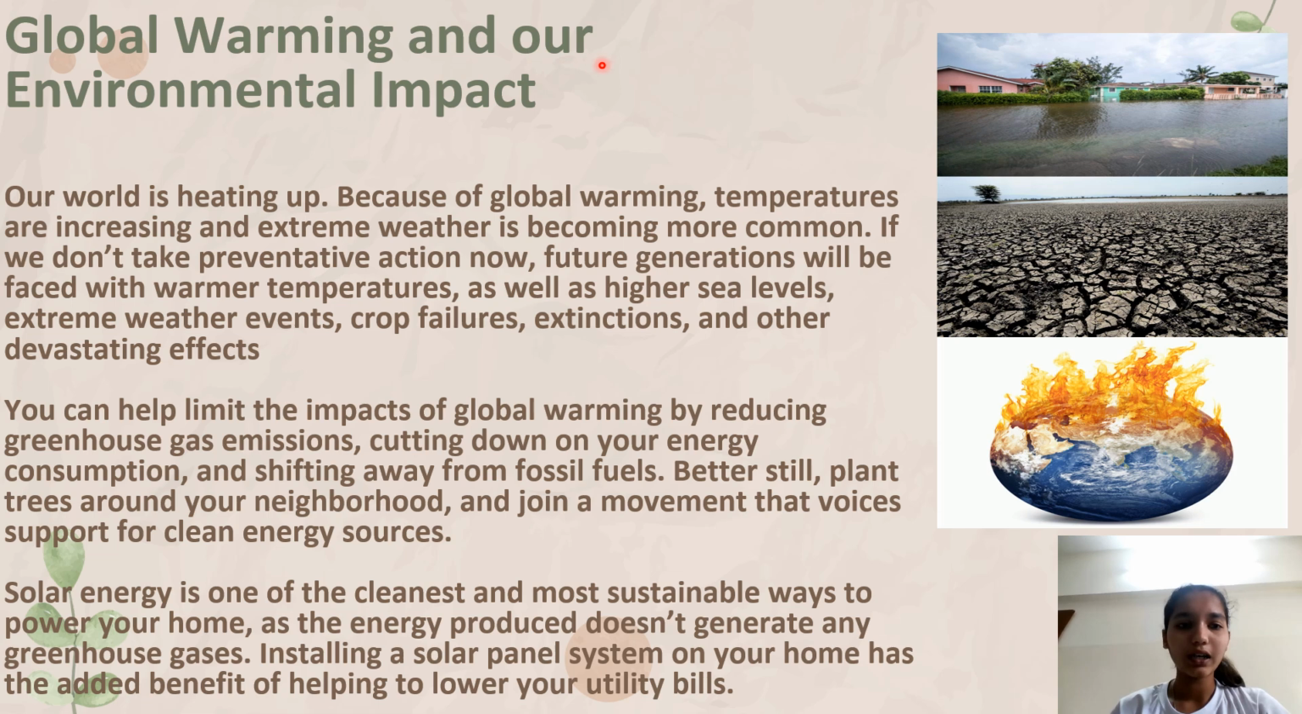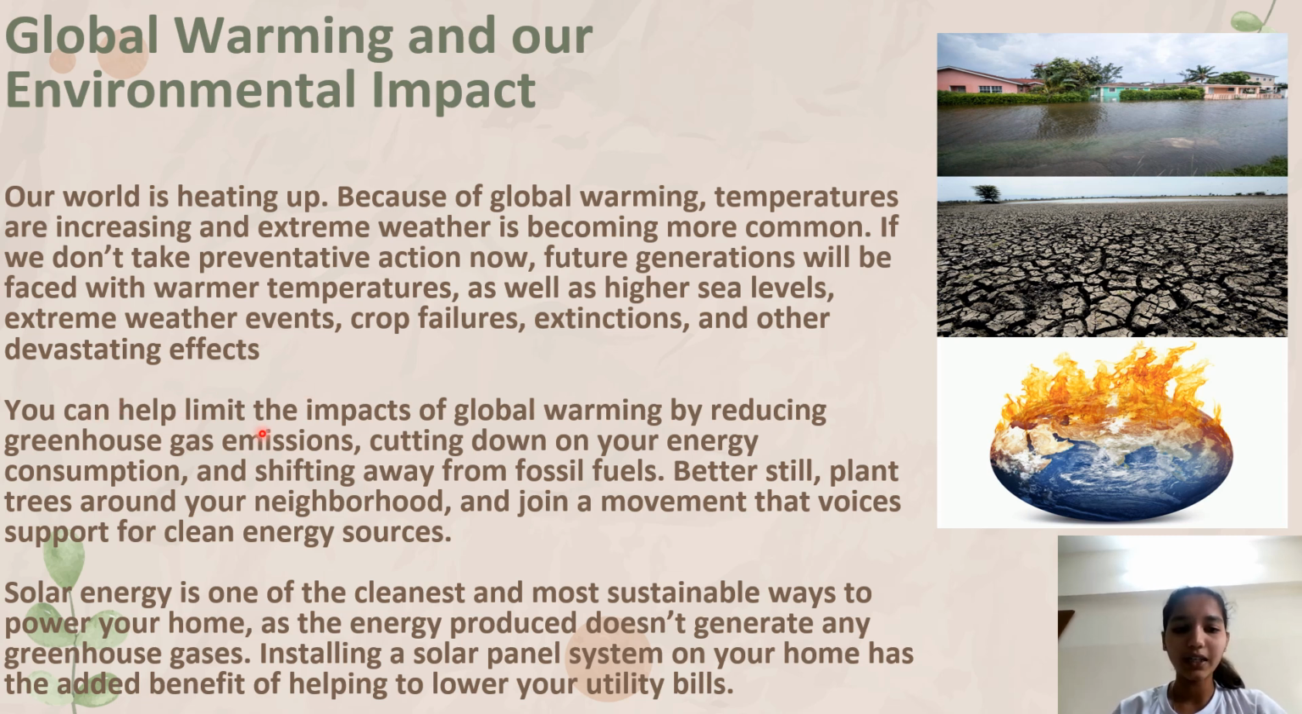Global warming and our environmental impact. Our world is heating up. Because of global warming, temperatures are increasing and extreme weather is becoming more common. If we don't take preventive action now, future generations will be faced with warmer temperatures as well as higher sea levels, extreme weather events, crop failures, extinction, and other devastating effects.